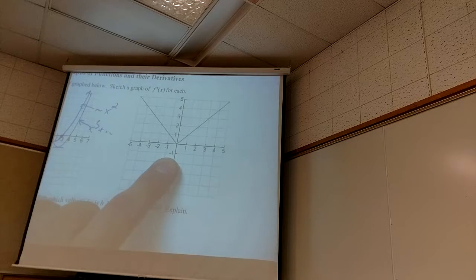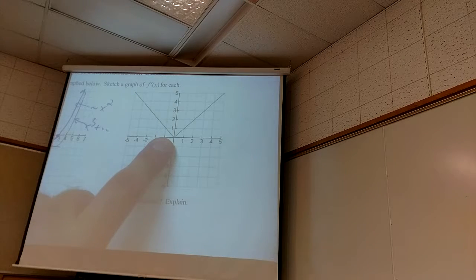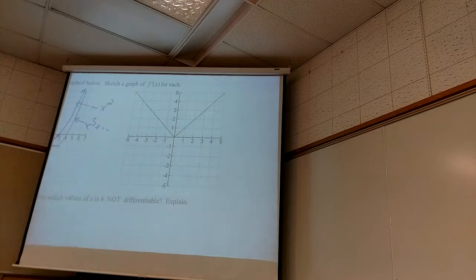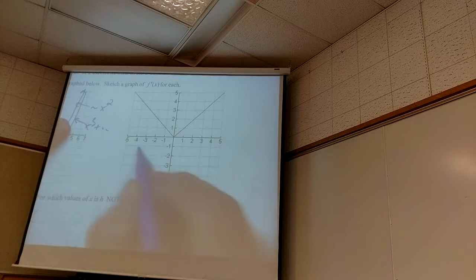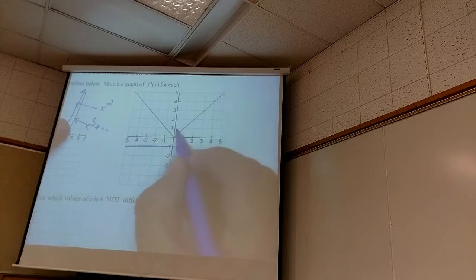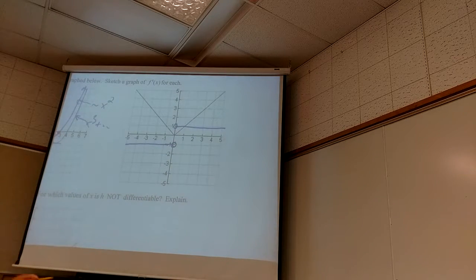What about this one? Straight lines, so they're both easy. What's the slope back here? -1, right? So it's -1 all the way through here. And what is it over here? It's 1 all the way through there, but right at 0, it's nothing. It's not differentiable at 0.